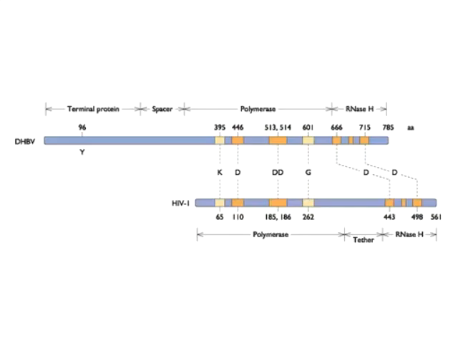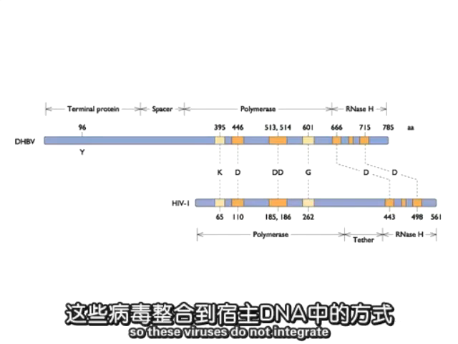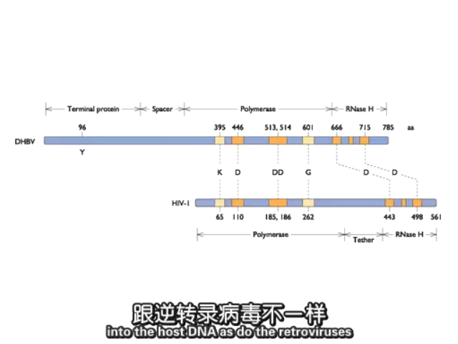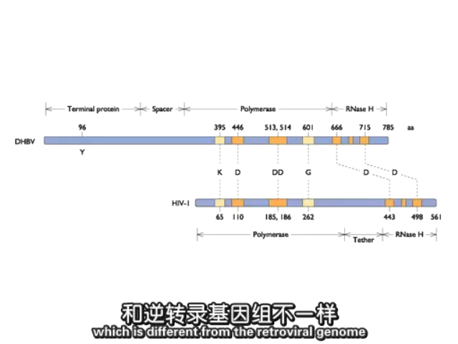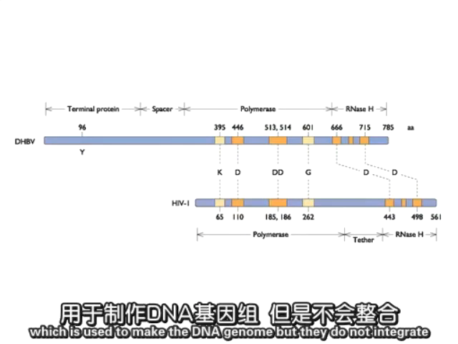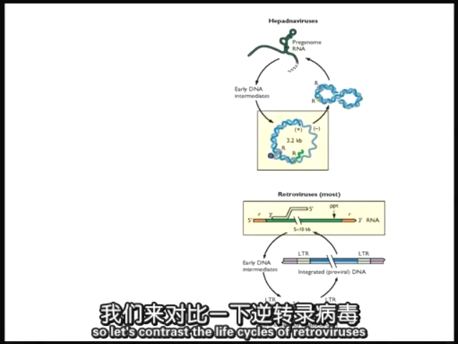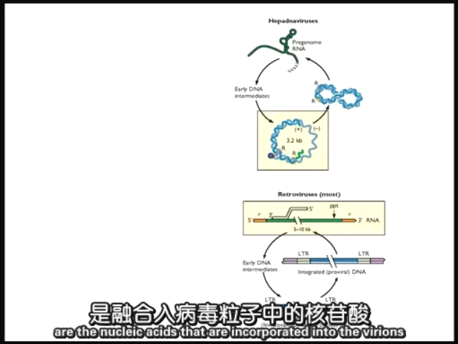with an RT. Now, one thing this Hep B does not have is an integrase. So these viruses do not integrate into the host DNA as do the retroviruses. Of course, they also have a DNA genome, which is different from the retroviral genome. They have a reverse transcriptase, which is used to make the DNA genome, but they do not integrate. So let's contrast the life cycles of retroviruses and hepatitis B virus. In the yellow boxes are the nucleic acids that are incorporated into the virions.